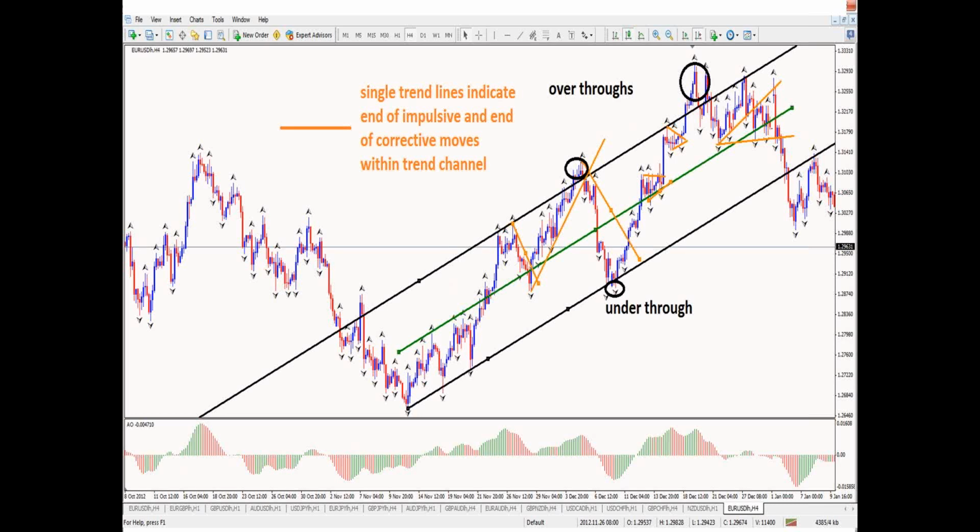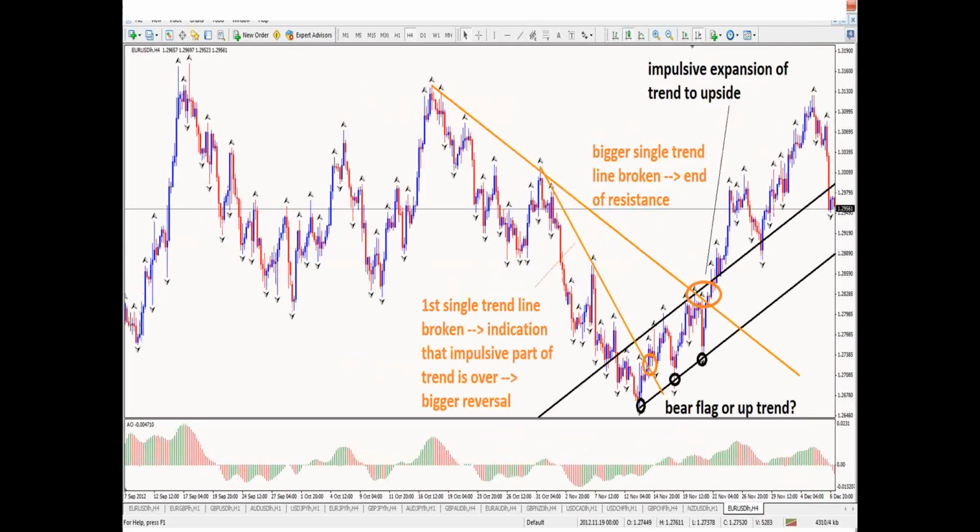I really prefer 15 minute. If I use 4 hour, then I use 1 hour for it, and for 1 hour, I use 5 minutes. So I don't trade 5 minute trend lines by itself. I use them only in conjunction with higher time frames. So that is the answer to the question. Perfect.